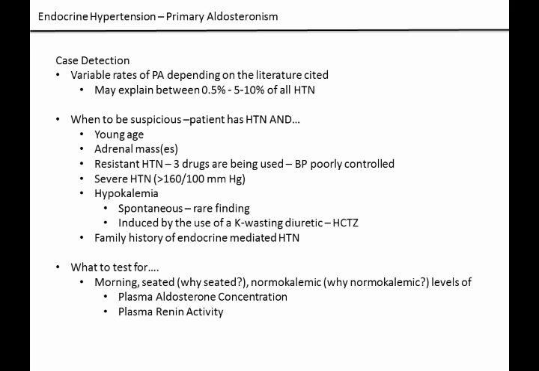When should you be suspicious for this? You should be suspicious with all of the things we mentioned: high blood pressure and a young age, an incidental adrenal mass, what you will learn as resistant hypertension, which is high blood pressure that requires more than 3 drugs to keep it under good control, severe hypertension, okay, is a tip-off. Hypokalemia, as I said, is not, unfortunately, as common as we would expect it to be.